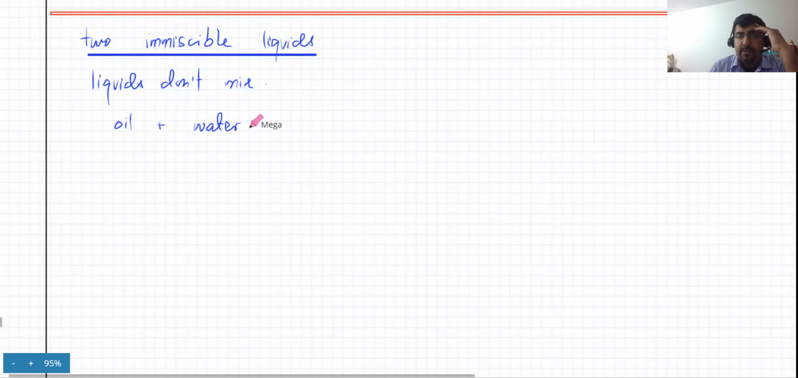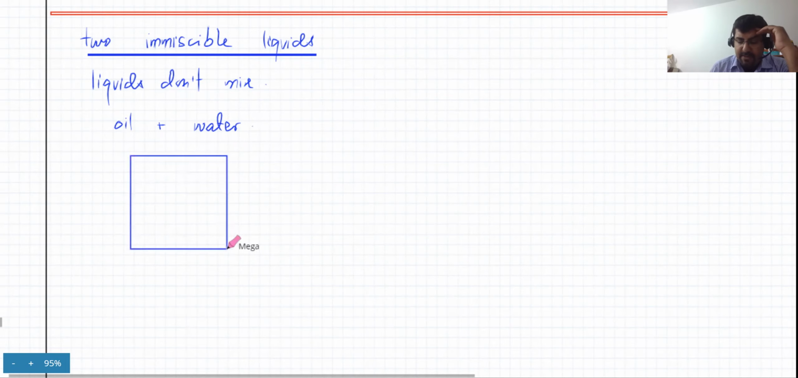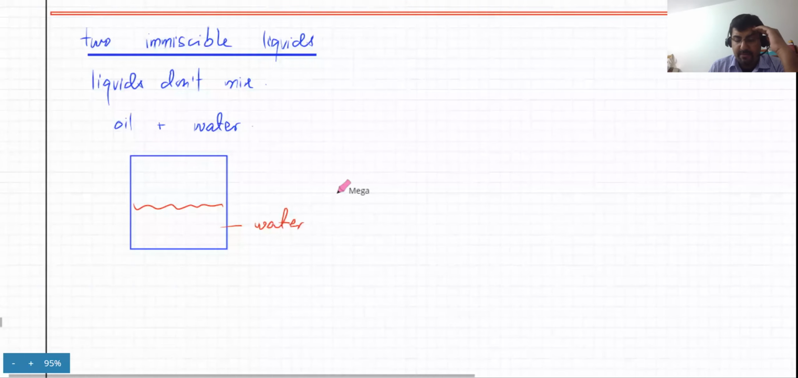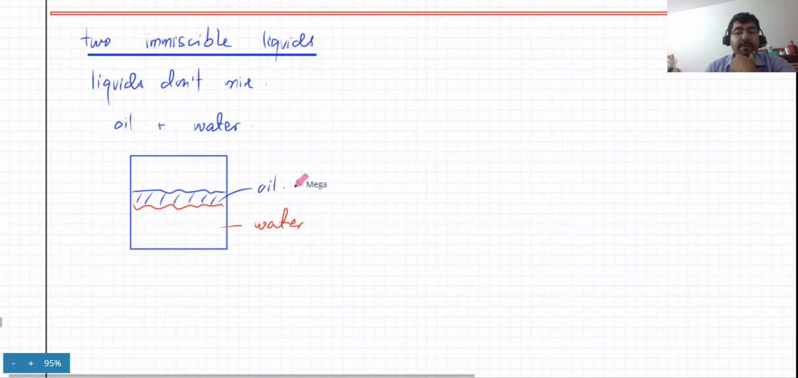So oil and water is one example, and now oil and water, they don't mix. So what happens with oil and water is, there's going to be water usually at the bottom, and there's going to be a separate layer for oil, which is going to be at the top. No matter how hard you try, they're not going to mix together. They're always forming separate layers.